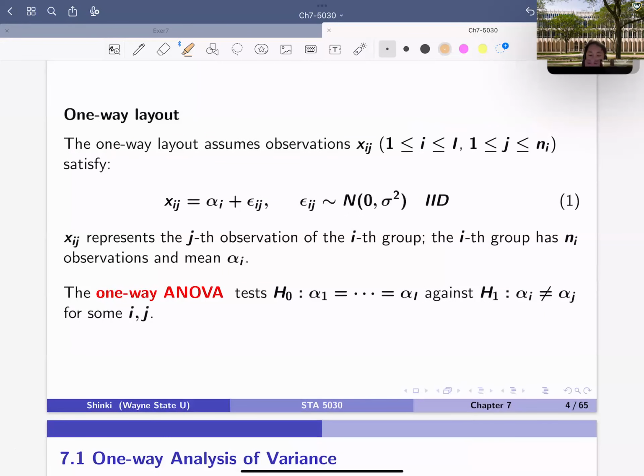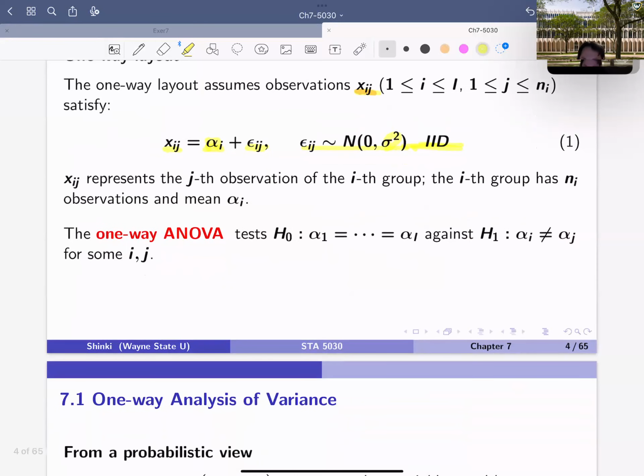Okay, so for the one-way layout, the assumption is this. We have the observations x sub ij, and x sub ij is determined by the group mostly, but we have some error term, epsilon ij. And epsilon ij is normal 0 sigma square IID. So it follows a normal distribution with a certain variance and is independent of each other. And the error size is the same for all observations.